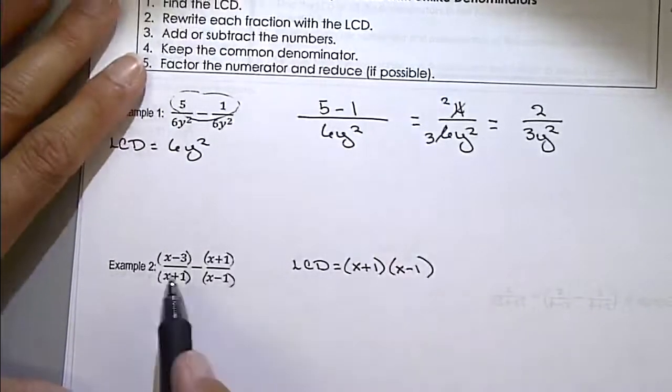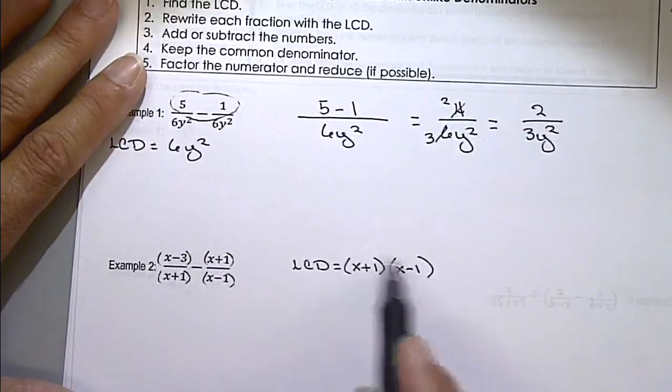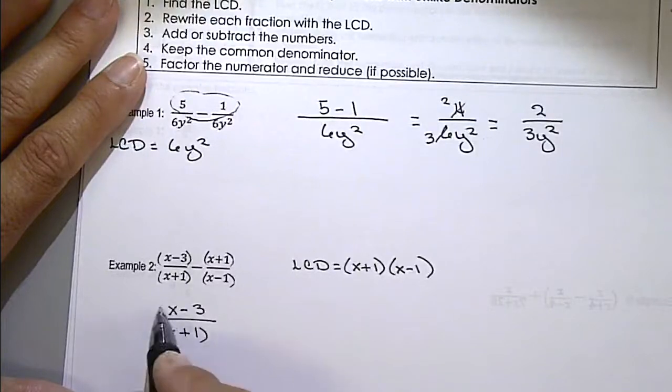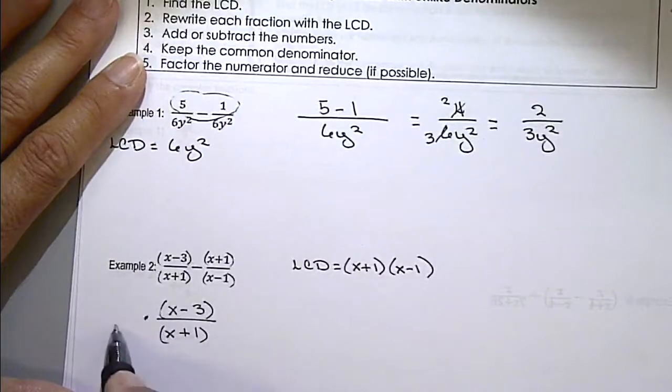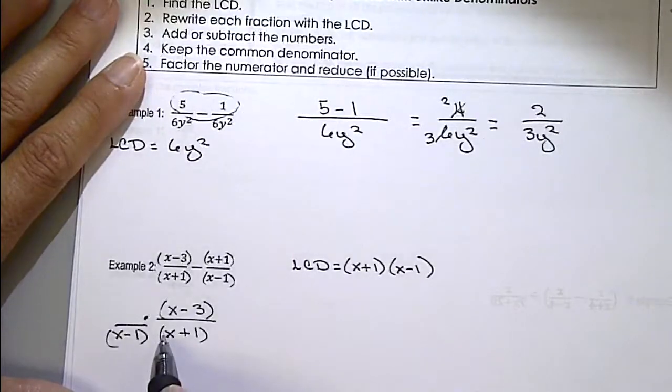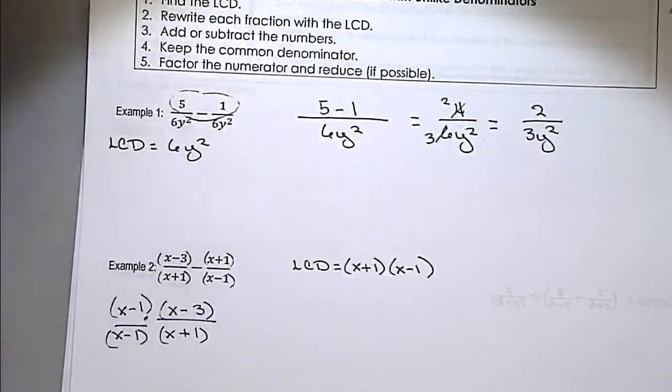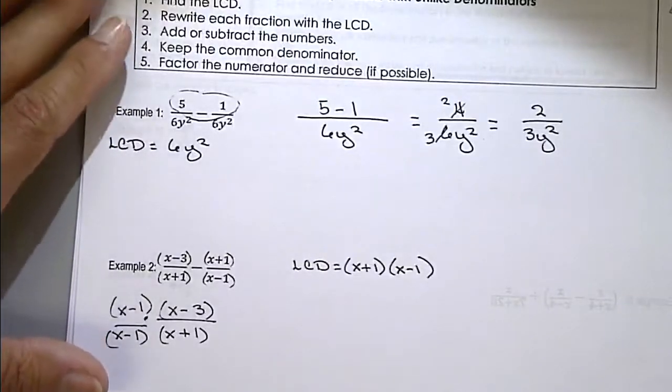Okay, so how do I get this first fraction to have a denominator of x plus 1 times x minus 1? Well, let's look at it separately. I have x minus 3 over x plus 1. Now, I want it to be x plus 1 times x minus 1, so what I'll have to do is multiply it times x minus 1. But if I multiply the denominator times that, you have to multiply the numerator by it, right? Because then what we're doing is multiplying by the number 1, anything over itself, and we haven't changed the value of our rational, our fraction.